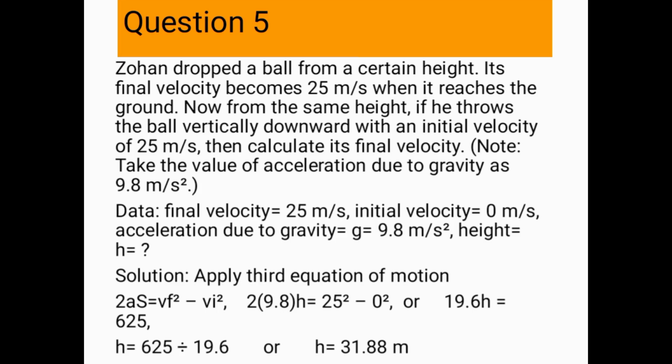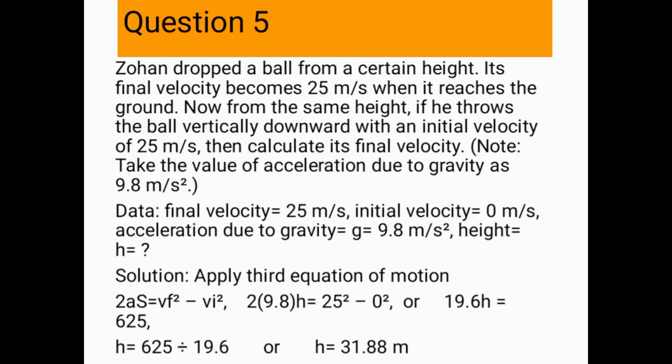Question 5. Zohan dropped a ball from a certain height. Its final velocity becomes 25 meters per second when it reaches the ground. Now from the same height, if he throws the ball vertically downward with an initial velocity of 25 meters per second, then calculate its final velocity. Note: take the value of acceleration due to gravity as 9.8 meters per square second. Data: final velocity equals 25 meters per second, initial velocity equals 0 meters per second. Acceleration due to gravity g equals 9.8 meters per square second.